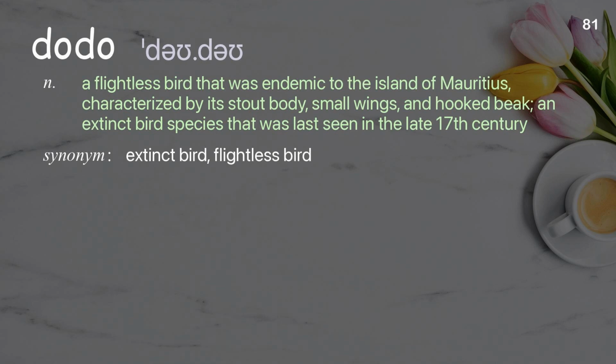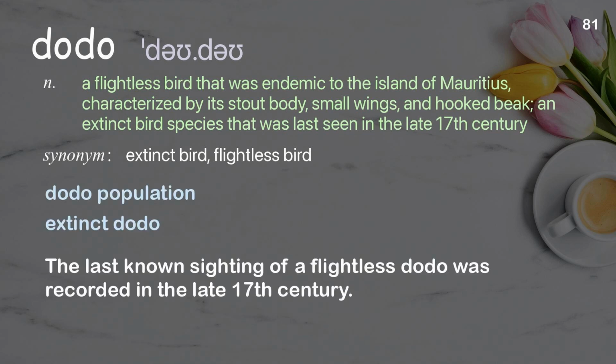Dodo. A flightless bird that was endemic to the island of Mauritius, characterized by its stout body, small wings, and hooked beak, an extinct bird species that was last seen in the late 17th century. Examples: Dodo population. Extinct dodo. The last known sighting of a flightless dodo was recorded in the late 17th century.